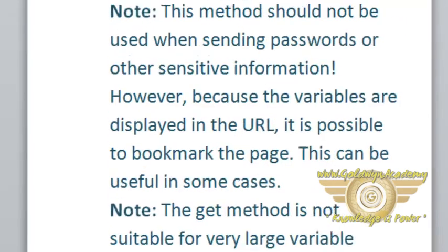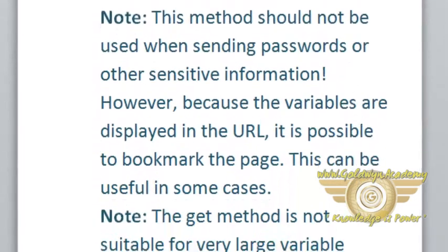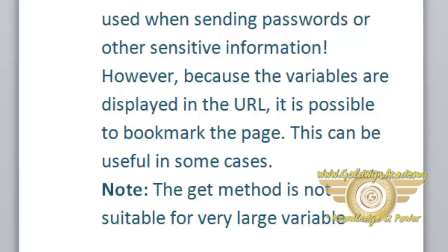Now, when to use this method get? When using method get in HTML forms, all variable names and values are displayed in the URL. So, this method should not be used when sending passwords or other sensitive information. However, because the variables are displayed in the URL, it is possible to bookmark the page. This can be useful in some cases. For very large variables, it should not be used. Let's see one example for this get method.